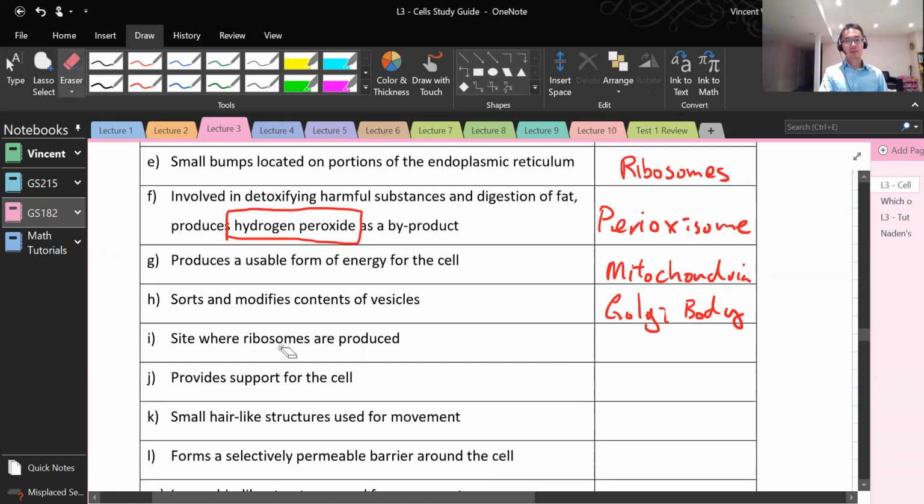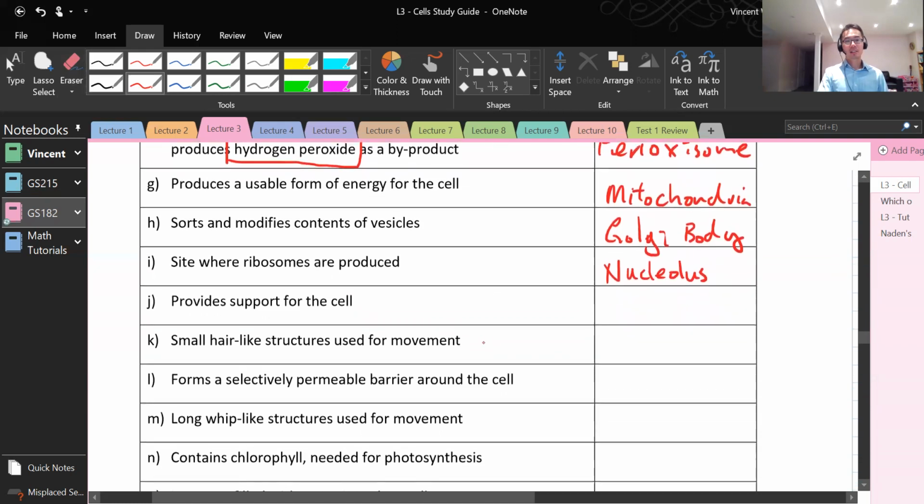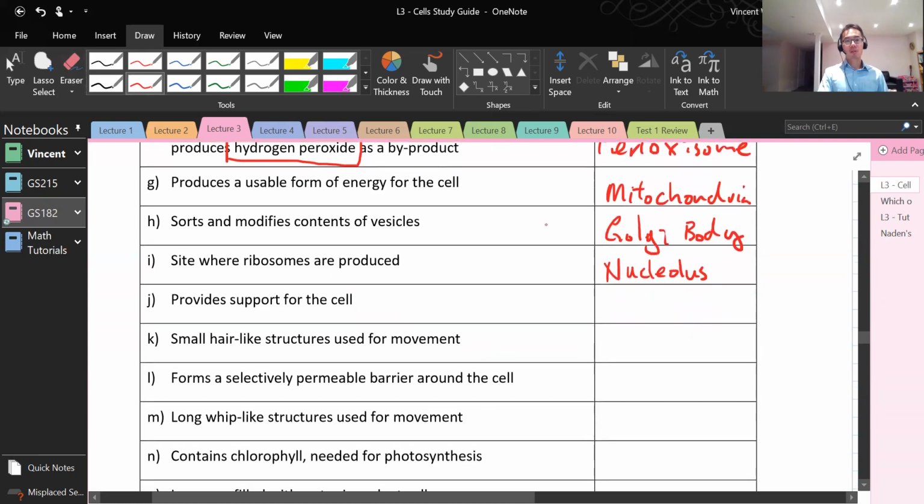Site where ribosomes are produced, we make them in the nucleolus, which is the structure inside the nucleus, right? The seed of the peach, as an analogy. Provide support for the cell. Well, there's a bunch of them, but we can just call them the cytoskeleton.